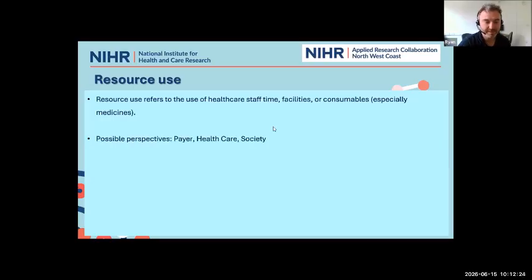And then, possible perspectives, which I've already spoken about. How you look at resource use depends on which perspective you take. So from a society as a whole, or just directly from the NHS. So payer perspective in our case would be like NHS England or the ICB. They're the ones who pay the money. Healthcare, broadly speaking, we should probably look at the NHS and personal social services.